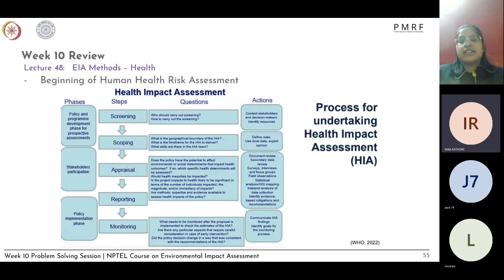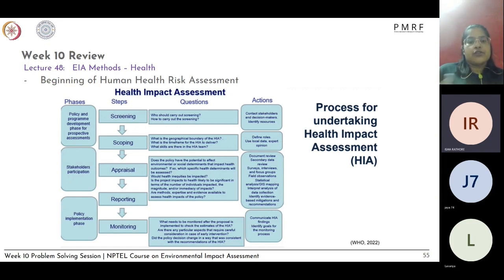And the process of undertaking health impact assessment is, first, screening. So you need to carry out screening, and how to carry out that screening? It includes contacting stakeholders, decision makers, identifying resources, and also looking at policy program development of the overall project. Then the second step is scoping, that is, what is the geographical boundary of doing the health impact assessment?